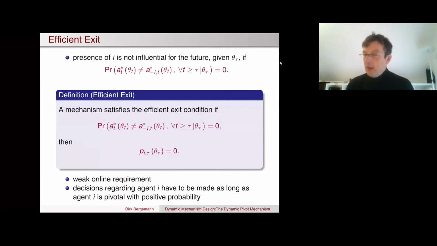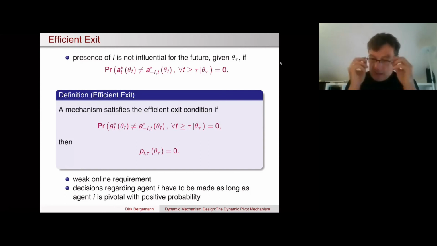So we're going to make this idea formal here. We're going to say that the presence of agent i is not influential for the future anymore. It's not pivotal, if you wish, at any particular state, if the probability that the absence of i would make a difference in terms of the actual allocation that society chooses from an efficient point of view is exactly zero. And we're going to say that a mechanism, in particular the transfer part of the mechanism, satisfies the efficient exit condition when, if an agent is not influential anymore, then he also doesn't have to pay anymore.